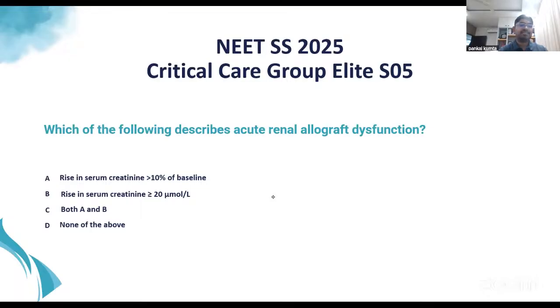The last question: which of the following describes acute renal allograft dysfunction? Any rise of creatinine more than 10% of baseline, rise of serum creatinine more than 20 micromoles per liter, or both A and B, or none of the above. So remember, with any acute renal allograft dysfunction, any rise of creatinine, by percentage or absolute value, which is not explained by any other clinical problems like infections or hypotension, you will have to be extremely careful. So a safe answer would be A and B. So that is what your answer would be.